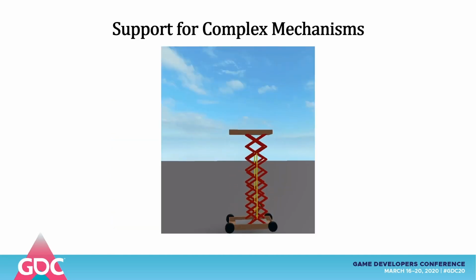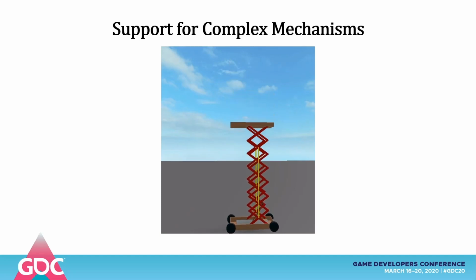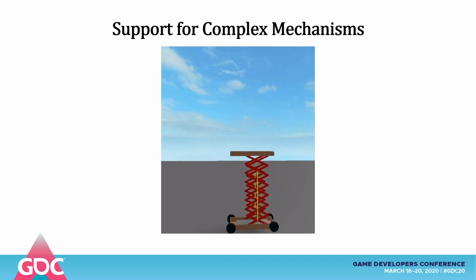Since the creativity of Roblox developers knows no bounds, our PhysX engine is required to support complex, sometimes very complex mechanisms. For example, we wouldn't be able to simulate this scissor lift using an existing PhysX library. This requires a more robust type of constraint solver, and this will be the topic of this talk. There is another requirement for a PhysX library, the support for distributed physics, which we will not discuss here.